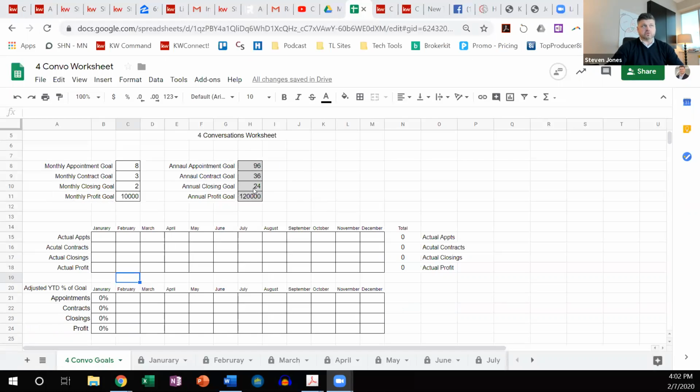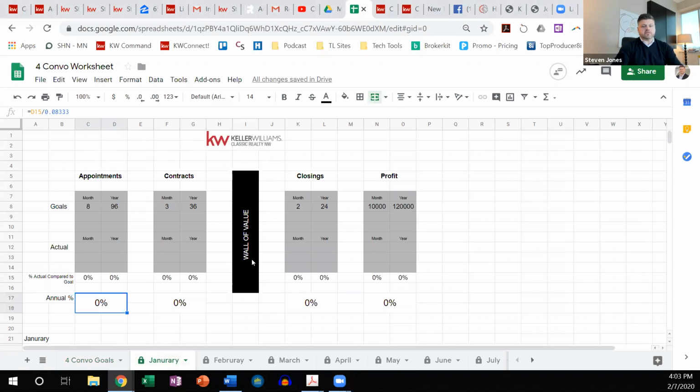If our annual closing goal is 24 sales or sides, you're going to put 2 over here, and so on. 36 contracts, 3 deals, 96 appointments, 8 appointments. Effectively, what that works out to be is 2 appointments per week, 8 a month, 96 a year, and you're going to generate this level of business. Here's why it's important. We've got each month and the 4 categories in which we're going to track. And when we enter these in, you're going to see the respective month. Now, these are the 4 conversations that we're talking about: profit, closings, contracts, appointments.